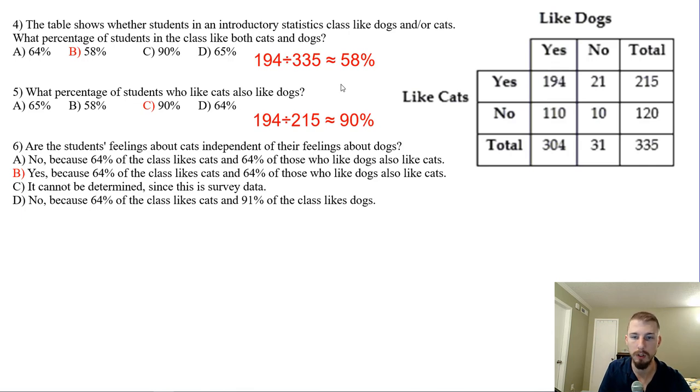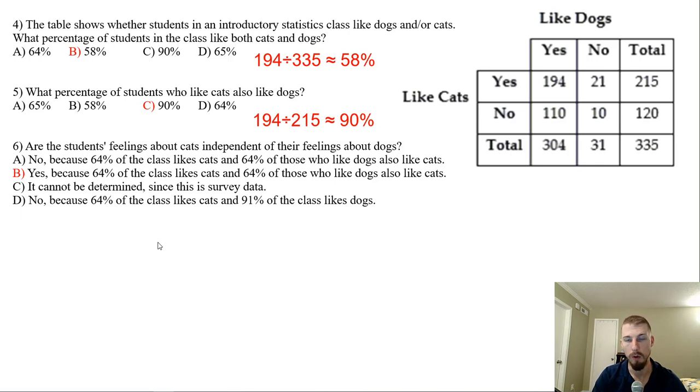Notice we have a different denominator here, which is going to be about 90%. So number 6, this is kind of a hard question, not gonna lie. What are the students' feelings about cats independent of their feelings about dogs? Remember, like with the Titanic question, we would look at the overall survival rate and we would look at the survival rate of one of the classes.